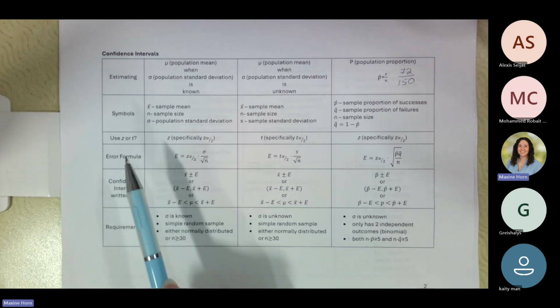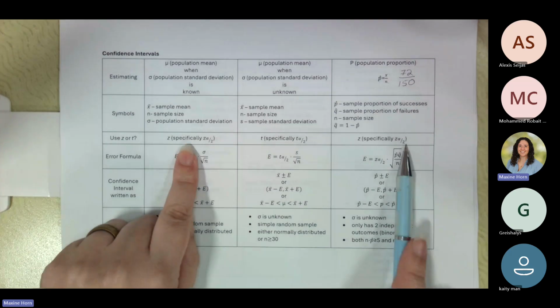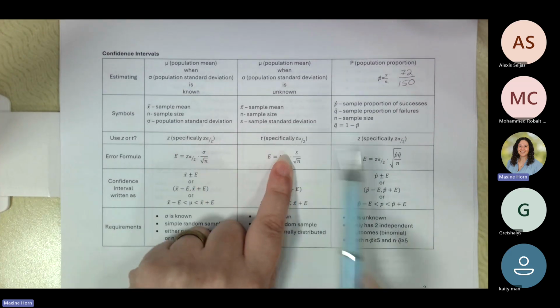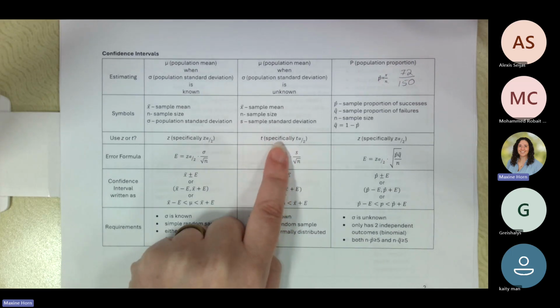The big thing that people struggle with a lot is when am I using a z-score versus when am I using a t-score? For these 2 situations, you use z's. The only time you use t is when you are using a sample standard deviation because you don't know your population standard deviation. That's the only time you use a t-score.